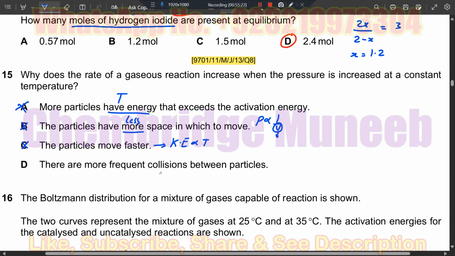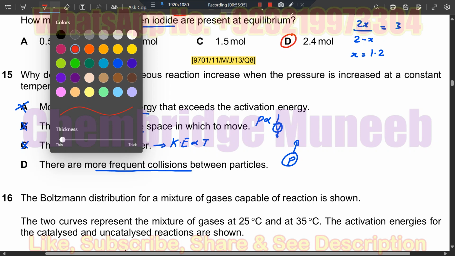And there are more frequent collisions between particles. So yes, when pressure is increased, the particles come closer together, and when they come closer together, there shall be frequent collisions between them. So the right option becomes option D.